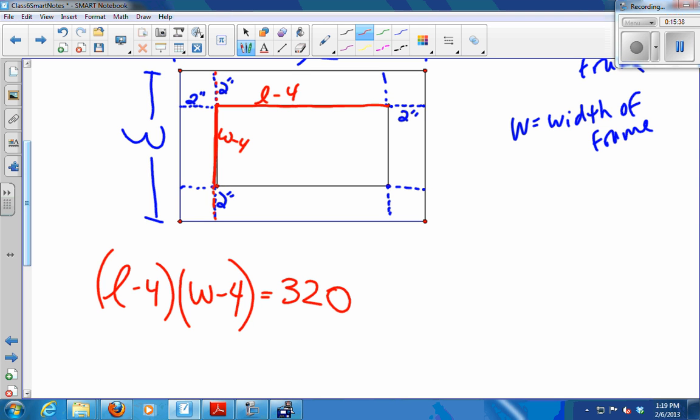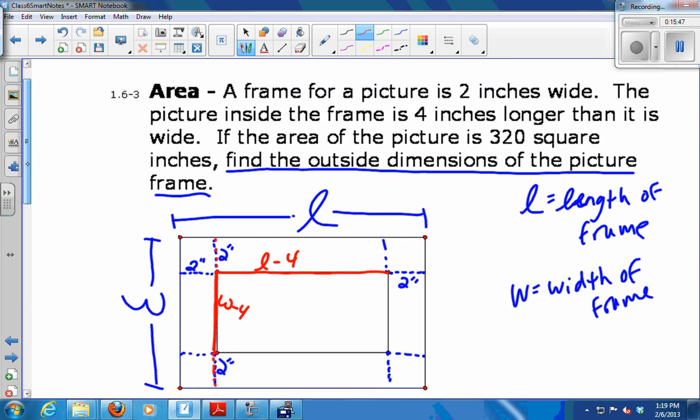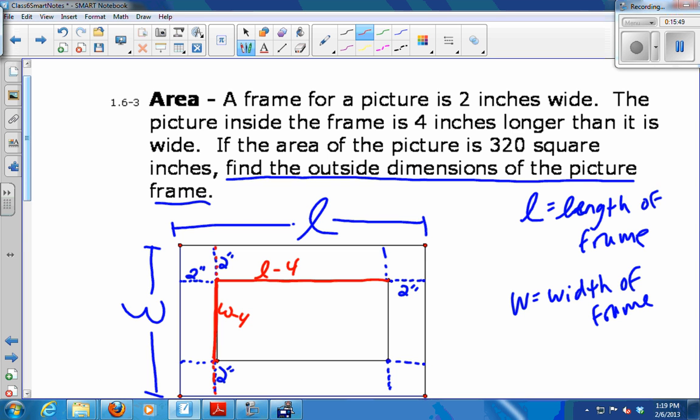So there's one equation, but I have two unknowns, which means I need another equation, right? How could I write another equation? The last bit of information that I haven't used is that the picture inside the frame is 4 inches longer than it is wide.